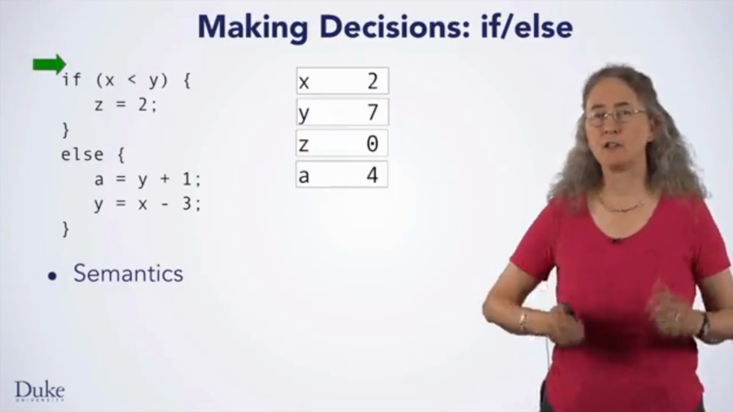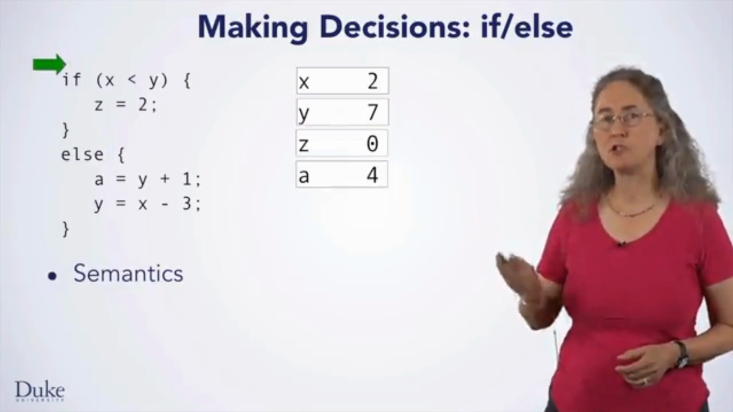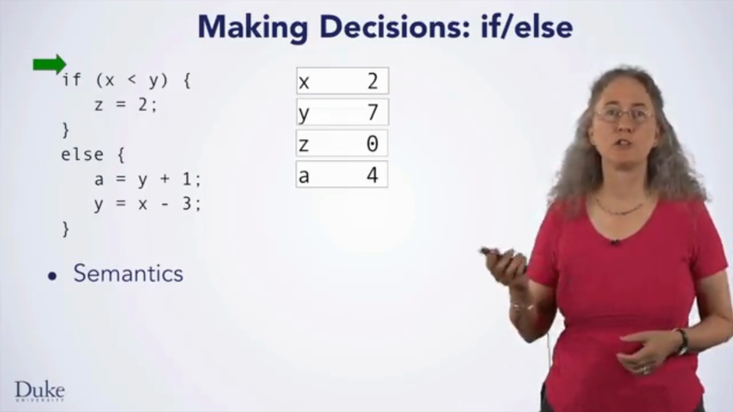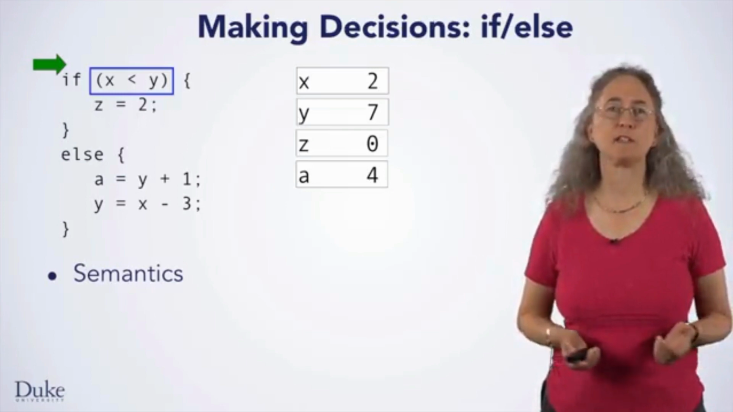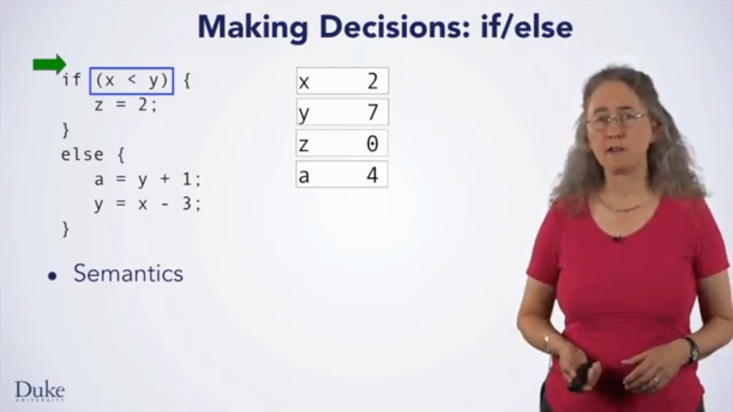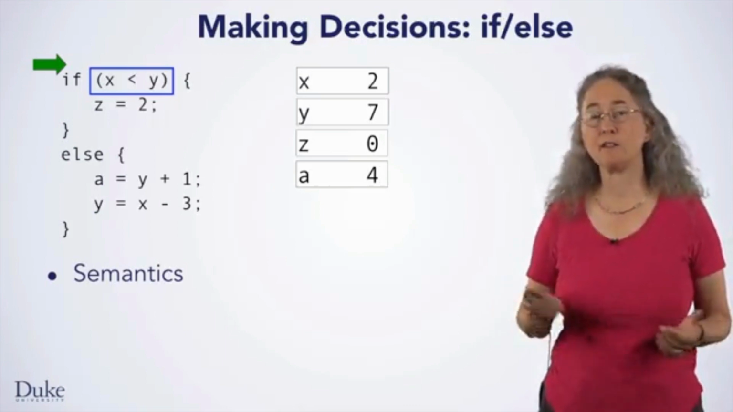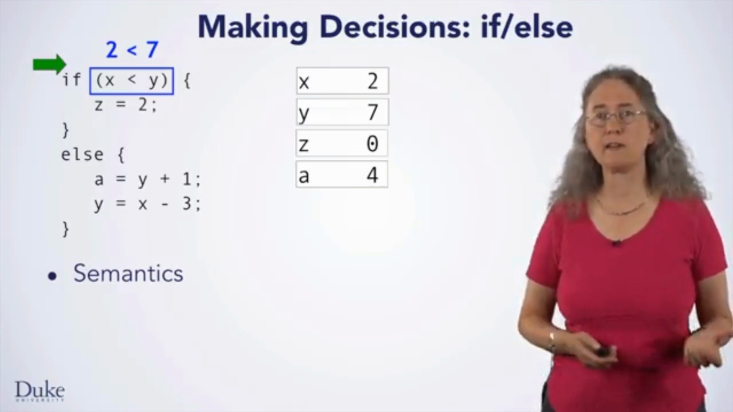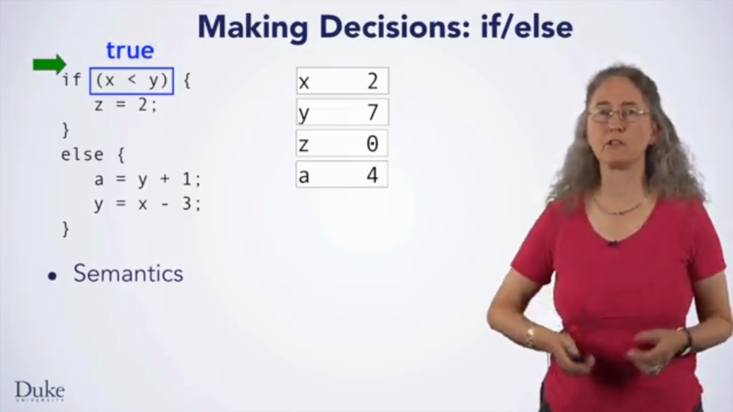Okay, now that you have the basic syntax, let's look at the semantics. Here we have just reached this if statement, with our variables having the values shown on the right. The first thing that happens is we evaluate the conditional expression, is x less than y? To evaluate this, we look at the values of these variables, the values they have in their boxes, and see that we are checking if 2 is less than 7. 2 is less than 7, so this expression evaluates to true.